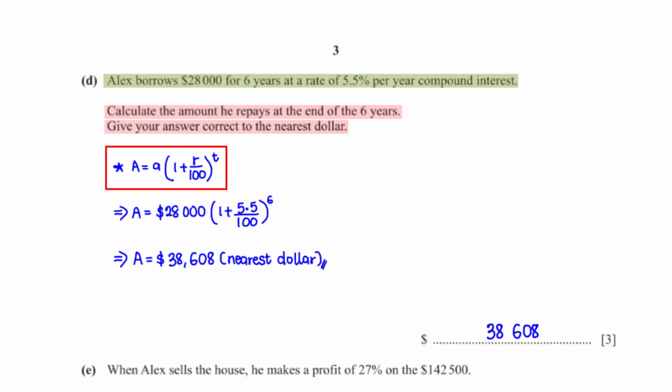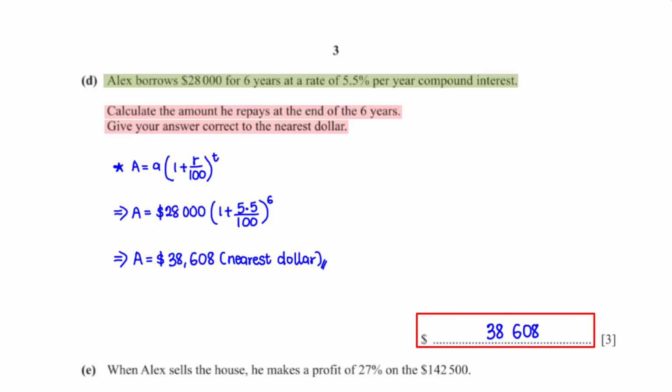Here is the compound interest formula. Big A represents the final amount he will pay, which is what we are finding. Small a represents the amount he borrowed, which is $28,000. R is the annual rate, which is 5.5%, and T is the time duration in years, which is 6. When we type this into the calculator, we get $38,608 rounded to the nearest dollar.